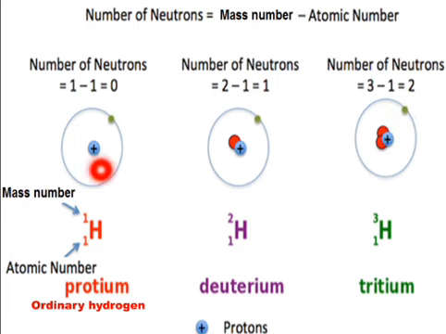So students, you can see from the atomic models of these three isotopes of hydrogen that protium contains only 1 proton but no neutron in its nucleus. Deuterium contains 1 neutron and 1 proton in its nucleus, whereas tritium contains 2 neutrons and 1 proton in its nucleus.